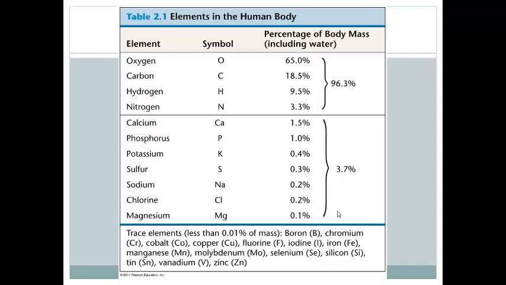There are other elements that are trace elements. They're required in much smaller amounts. A lot of these are minerals like iron and fluorine and copper and cobalt, manganese. These are needed in very, very, very small concentrations. They add up to 0.01% of body mass.